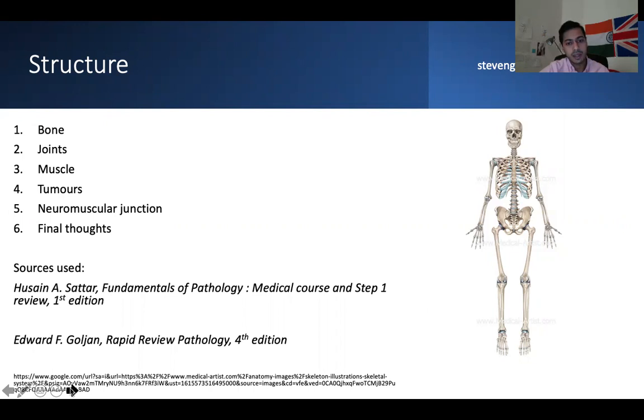All of the information that I've used to create this presentation has been taken from Hussein Sattar's Fundamentals of Pathology, or Pathoma, as many of you may know, and also Edward Goljan's Rapid Review Pathology. Both of those are some of my favorite books that I've read during medical school.